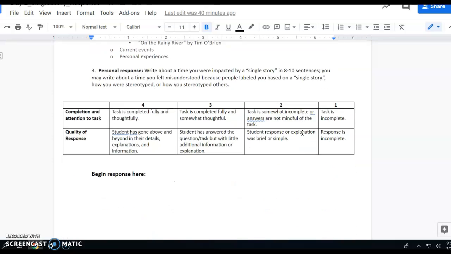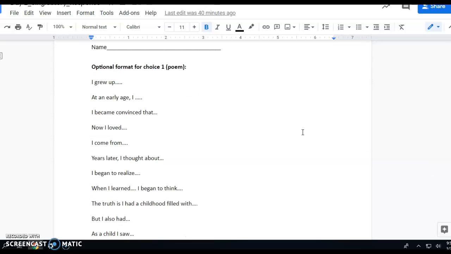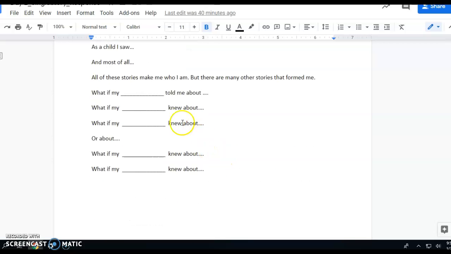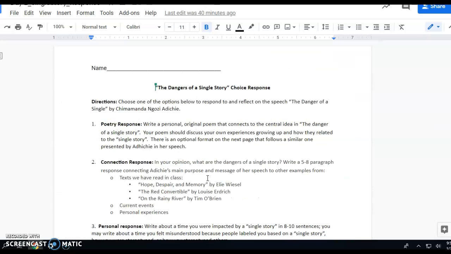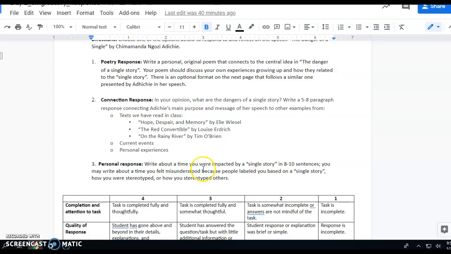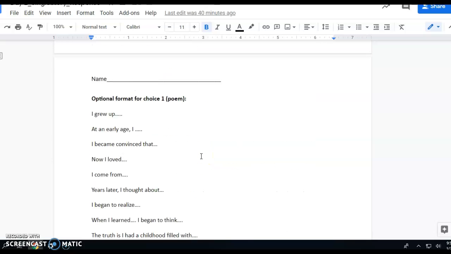So in the last part of Adichie's speech, she uses these stems to tell her full story. So she talks about, like, what if my roommate knew blah, blah, blah about me? So she says, I grew up, and she tells where she grew up, what that was like at an early age. So if you wanted, you can use all or some of these stem starters. And then she ended with, what if my roommate knew about? So you can kind of fill in those blanks. You don't have to use every one, it's just a suggestion. You don't have to use that format at all if you don't want to. But that tells you about the length of your poem. I'm looking for kind of like 16 to 20 lines.